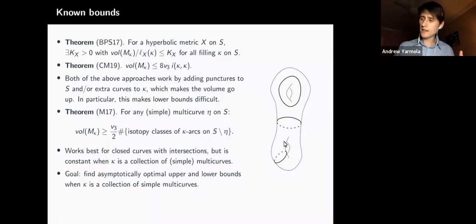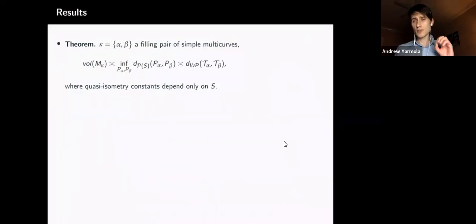So the main result of our paper is that if we take just two simple multicurves and they're filling jointly, then we can actually give you a quasi-isometric bound on the volume. So here the volume will be related to this infimum of this distance in what's called the pants graph, and also the Weil-Petersson distance between strata. So let me define all of those things. So first, let me talk about what this little symbol is.